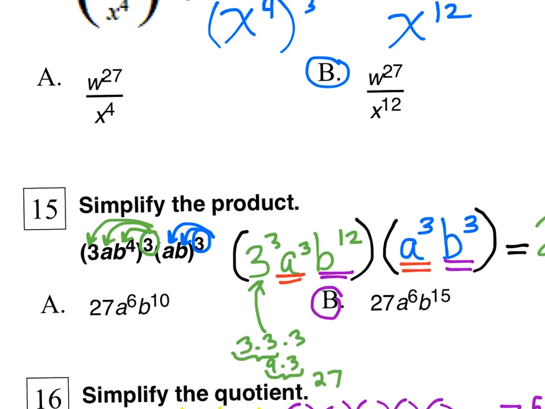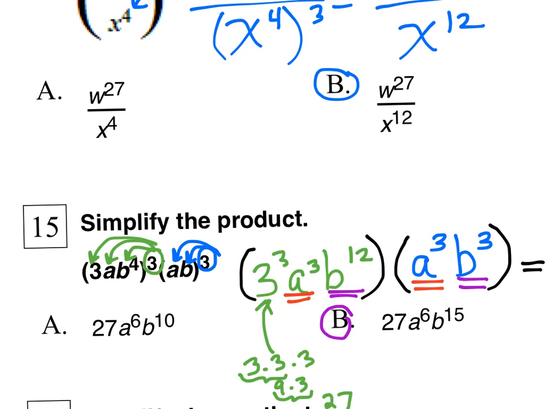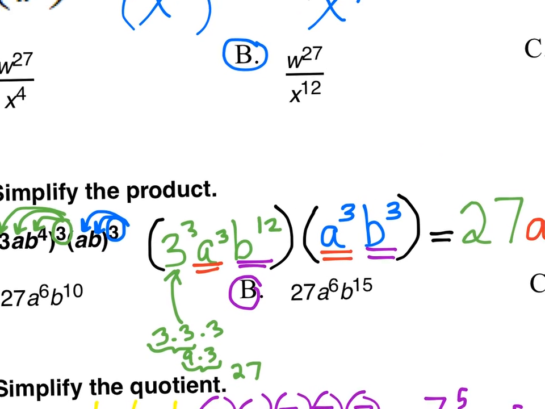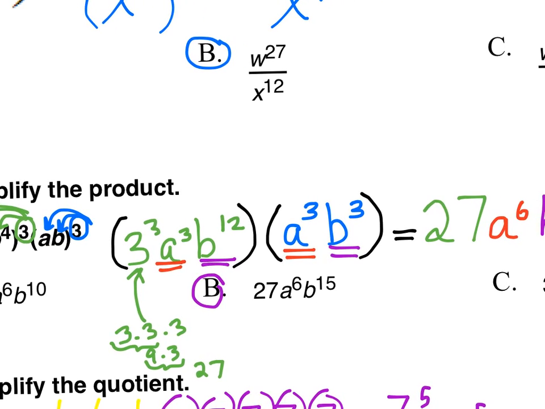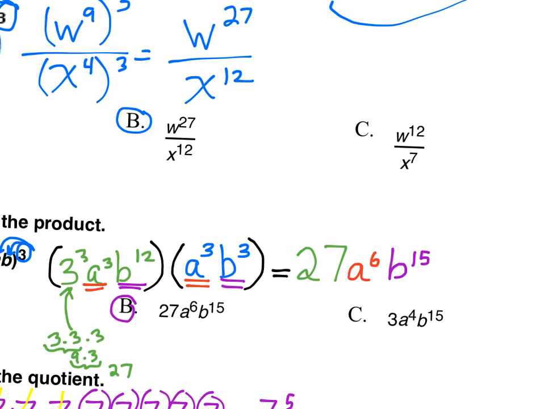Number 15. I'm going to distribute the exponent to each term. So here, 3 has been distributed to the 3, the a, and the b. And then in blue, the 3 has been distributed to the a and b. When I simplify and combine my like terms, I get 27 a to the power of 6, and b to the power of 15.